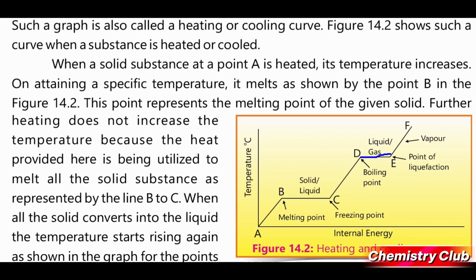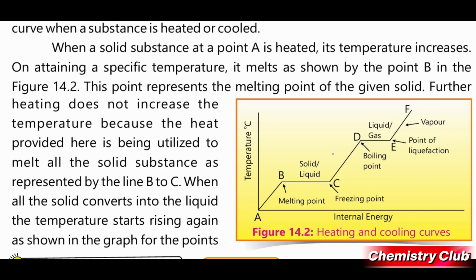And from point D to C, again temperature will be decreased, and between the points C and B, this liquid will be converting from the liquid to the solid state, and it will be called the freezing point. And after this temperature, it will exist only in the solid state. So this curve will be the cooling curve. In this graph, both curves have been shown: one is the heating curve and the other is the cooling curve. We can also draw these two curves separately.